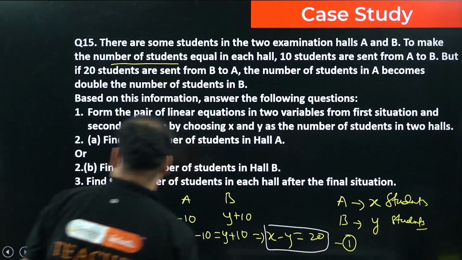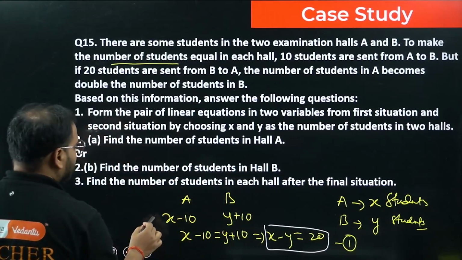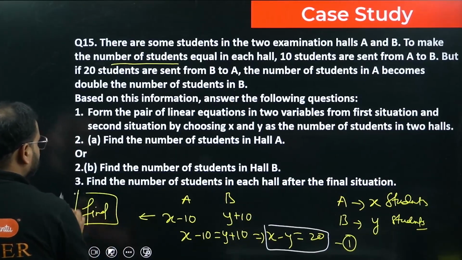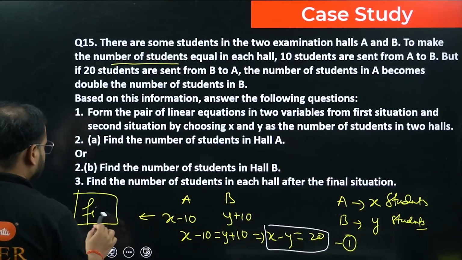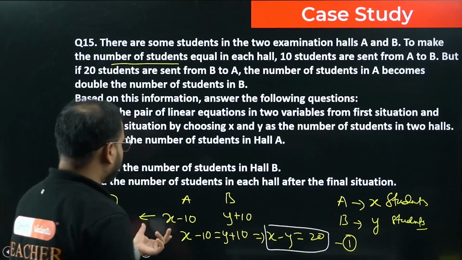Okay, now great. This is the condition right now. After this change has happened, this is the final condition where the change has happened. What change is that? Transfer of the students from A to B. This is my final condition now.